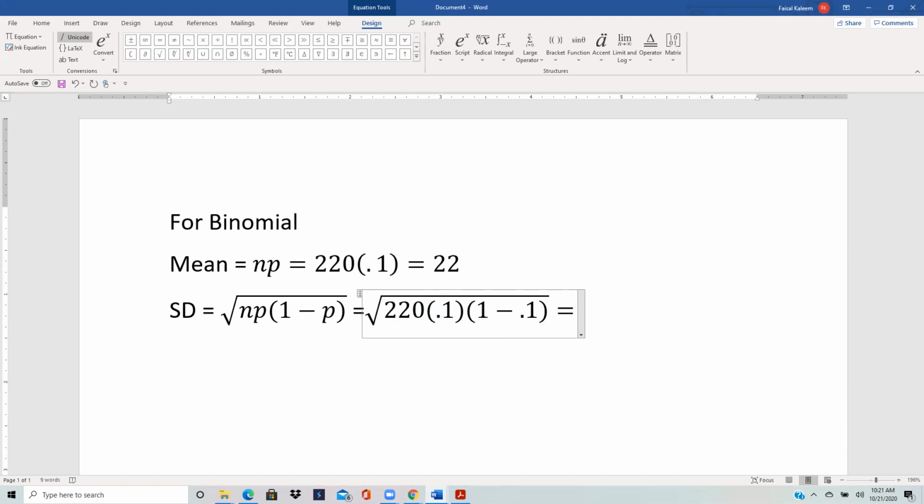I'm not sure if this is right. No, tell me. But I got 0.9487. 0.9487. Oh, and we don't see that as a choice.